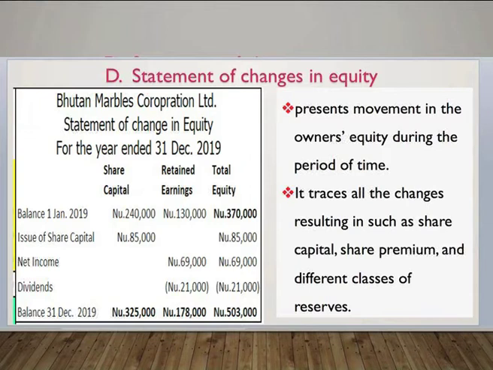The balances at the beginning will be brought here, and then we add net incomes and subtract losses, and then we subtract dividends and get the final equity and retained earnings of the company in this statement. This statement presents the movement in the owner's equity during a period of time. It traces all the changes, such as share capital, share premium, and different classes of reserves.